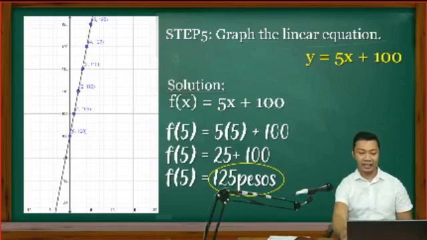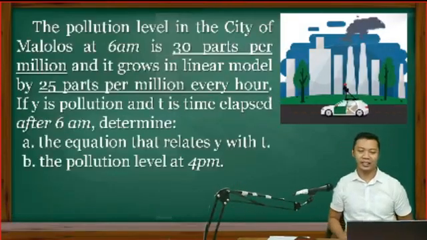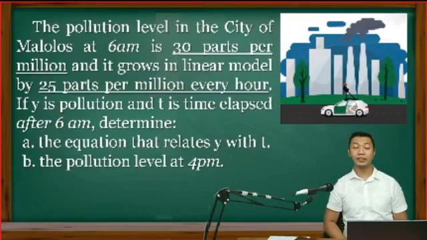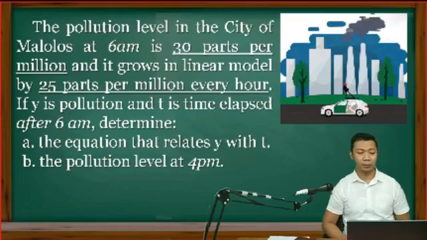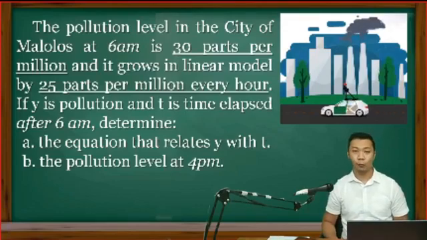Then, let's have problem solving number 2. Let me read this to you. The pollution level in the city of Malolos at 6 a.m. is 30 parts per million, and it grows in linear model by 25 parts per million every hour. If Y is pollution and T is time elapsed after 6 a.m., determine letter A, the equation that relates Y with T, and letter B, the pollution level at 4 p.m.